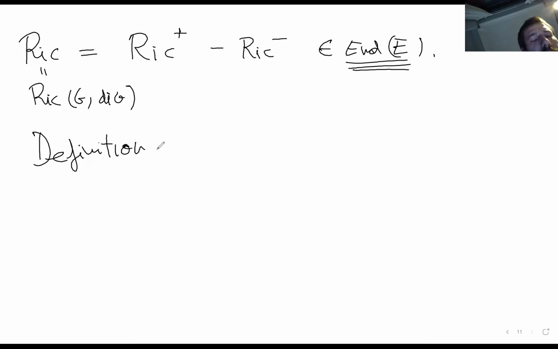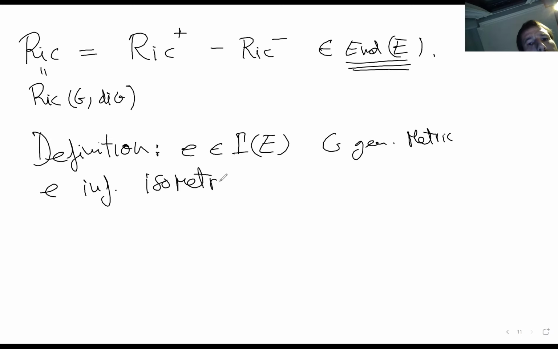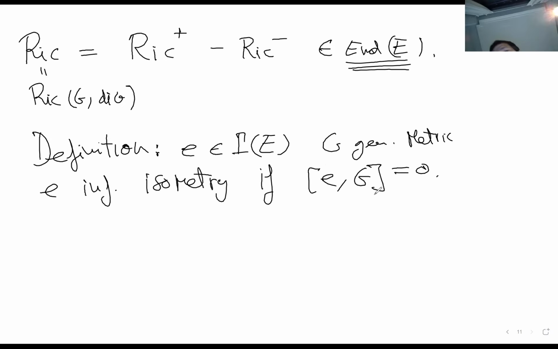This idea is due to Pavel Chevera and Friedrich Wallach. So if you take E a section of a Courant algebroid, and G a generalized metric, then E is an infinitesimal isometry if E Dorfman bracket with G equals zero. And of course, here I mean the commutator of the action of phi with the endomorphism G.